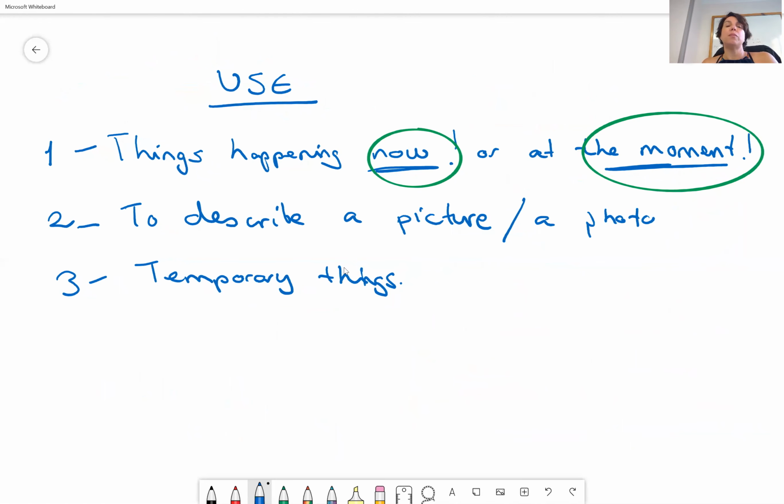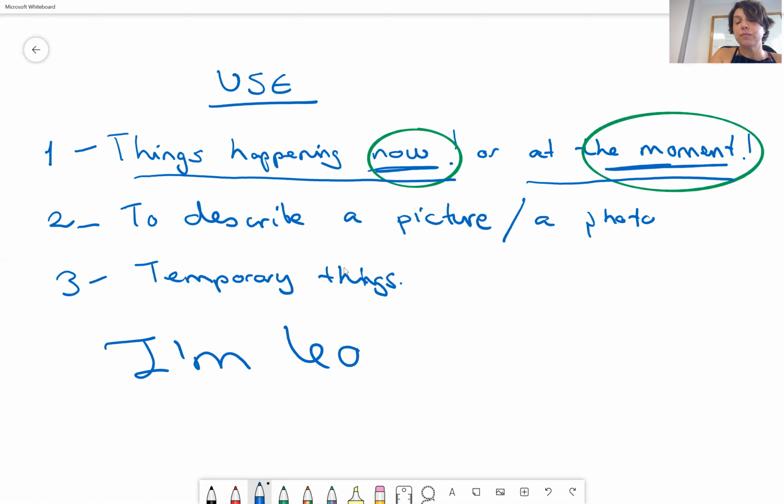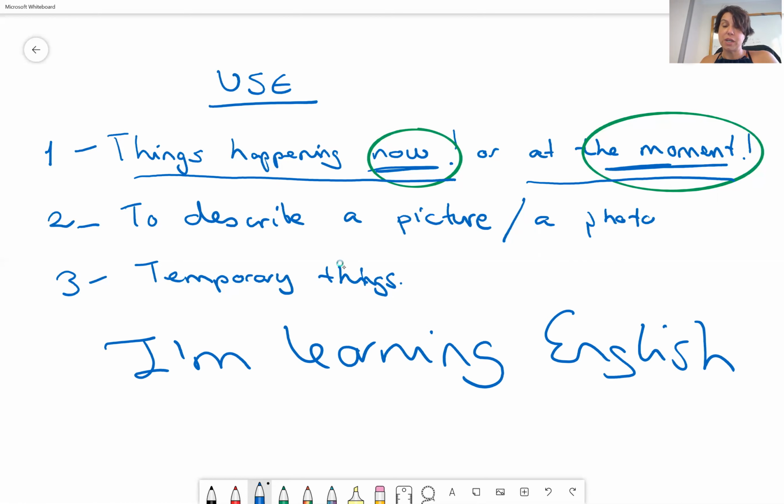When do we use the present continuous? Yesterday, we saw that we use a simple present in, for example, I work, or I live, I get up, and things that we do every day, which is a routine. So I usually get up early. I work in Calpe. I live in Madrid. But we use a present continuous with things that are happening now or at the moment. So I can say, I'm learning English at this moment in time. No?